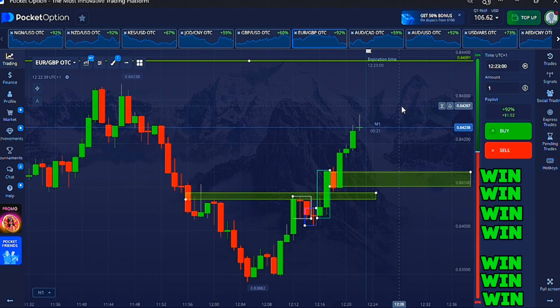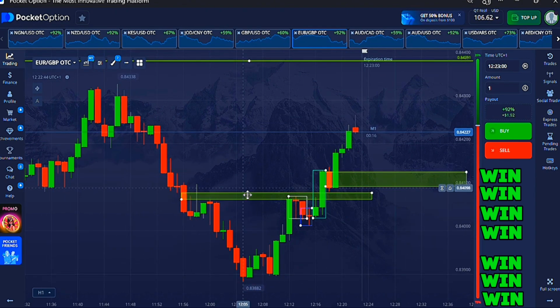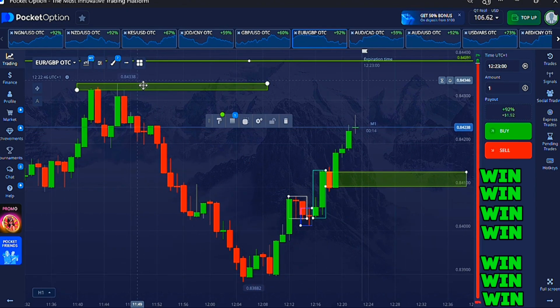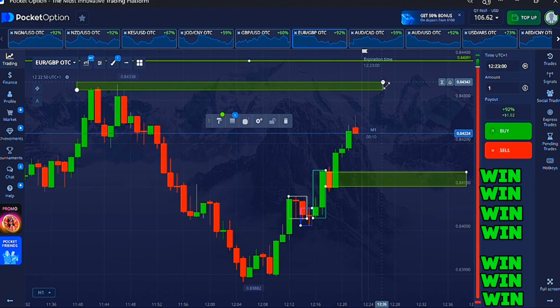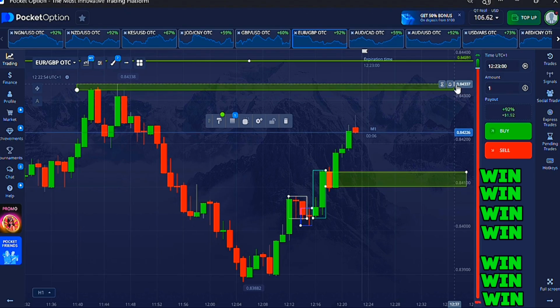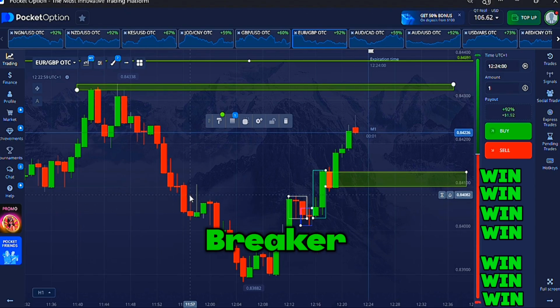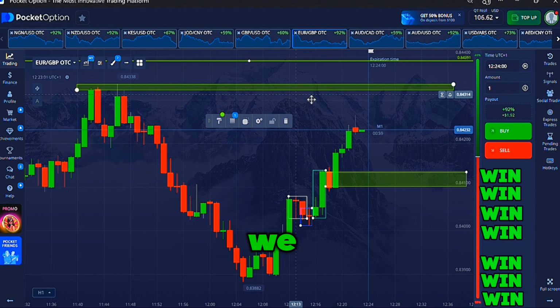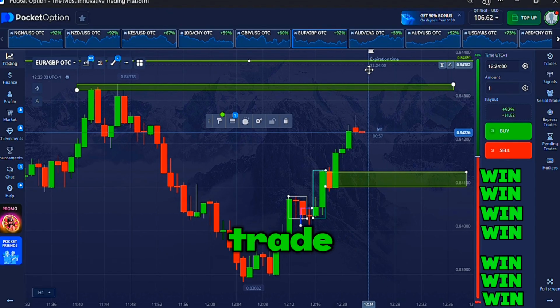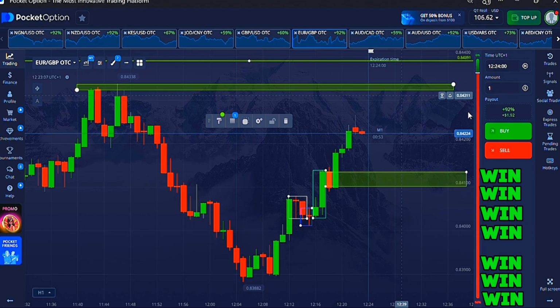buying to the upside. Now this, see, this also here is a third touch breakout setup. See this here, it's a third touch breakout setup. If what happens here at this third touch breaker eventually happens here, then we can enter this trade for a third touch breakout.